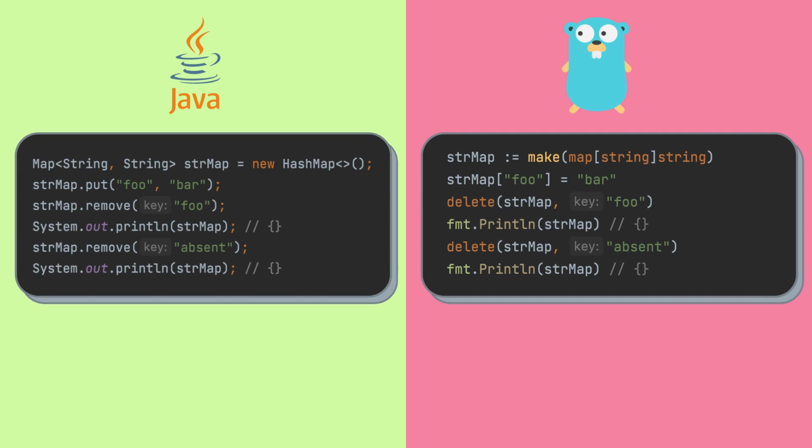Here, we see how we delete elements from maps in both the languages. Go provides a built-in function, delete, that we can invoke by passing the map and the key we want to delete. Note that in case the key is absent in the map, delete is a no-op, similar to Java's map.remove.